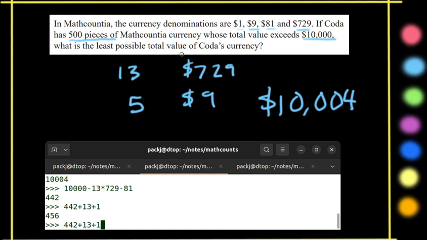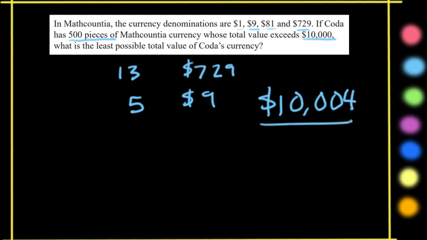And if we added another 44 pieces of currency to get up to 500, we would have ended up at 10,044 or something like that in terms of dollar bills. When we wanted to get the lowest possible, the $81 bill really didn't help us. This is the best we can do. All right, great. So that was the answer to that one. Let's move on to the next one.